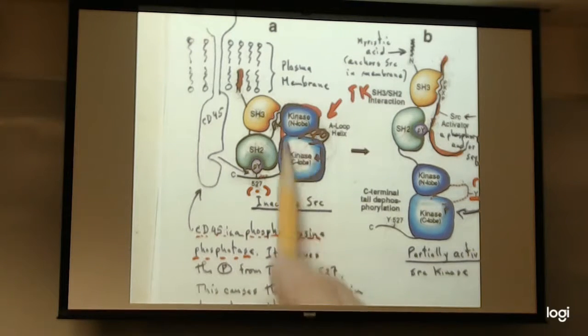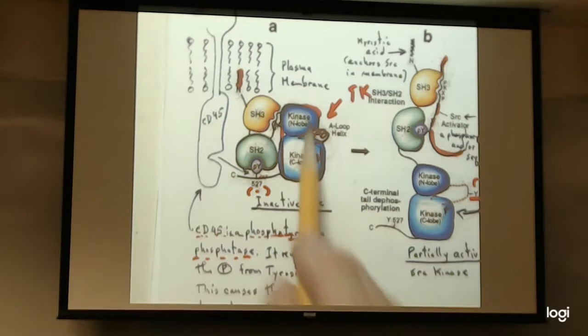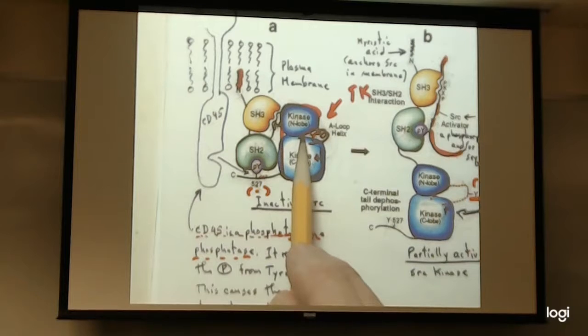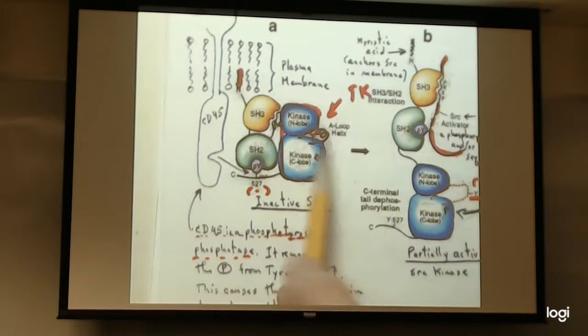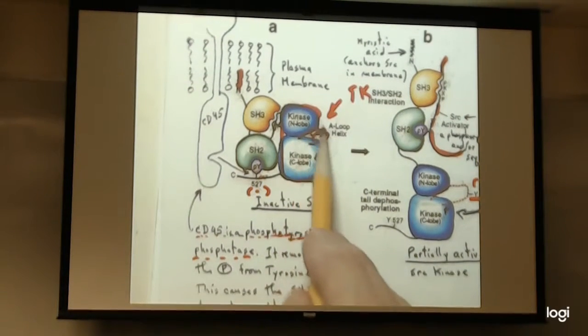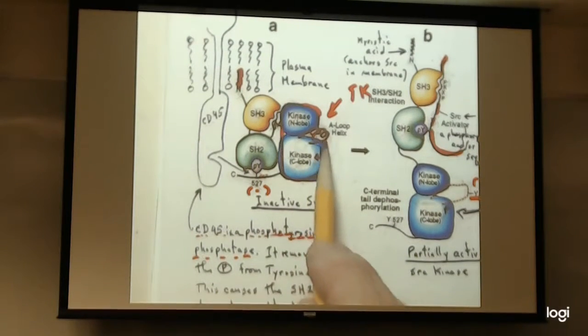It's got two lobes and then a cleft in the middle. The cleft here is all a single polypeptide chain. In here, the bottom of the cleft is the active site. Like almost all protein kinases, the tyrosine or serine kinases, there's often something called an A loop, an activation loop, here, which blocks the active site.